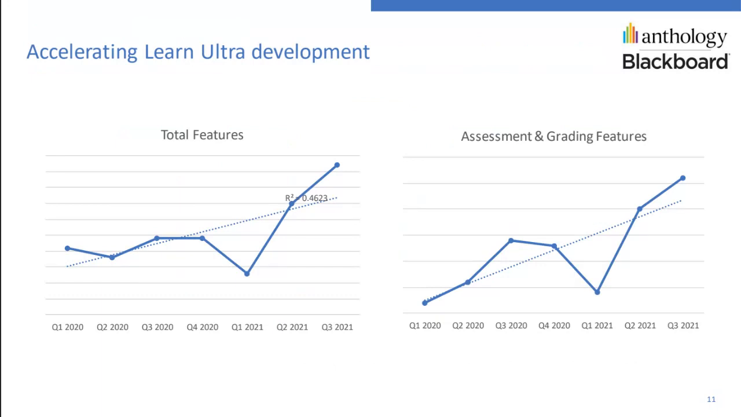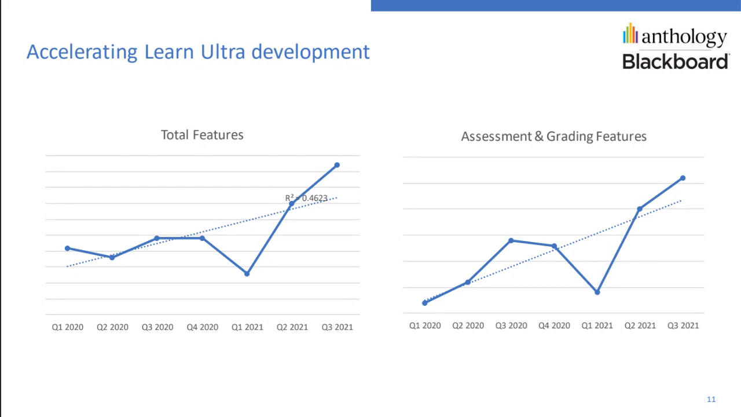Now, obviously with the introduction of the Ultra vision and the pillars that we made roughly a year ago, we have made some other strategic changes with a goal to accelerate the development of Learn Ultra. And that obviously includes growing the size of the team that we have as well. So we're now at a point where we can start to see really the initial results of some of those changes. So on the left-hand side, you can see a summary really of the total number of features and improvements released in the monthly releases.